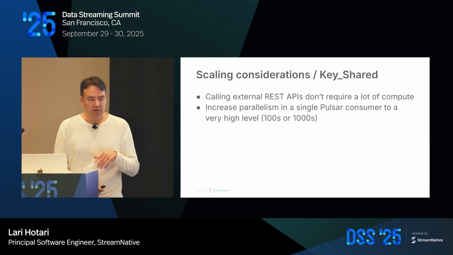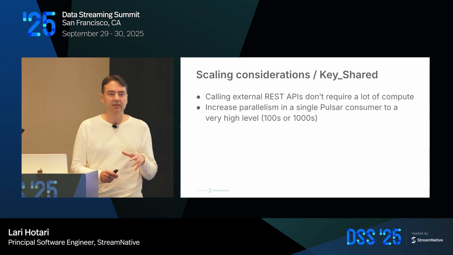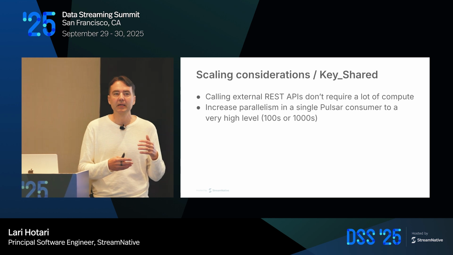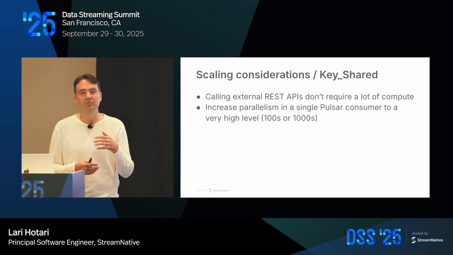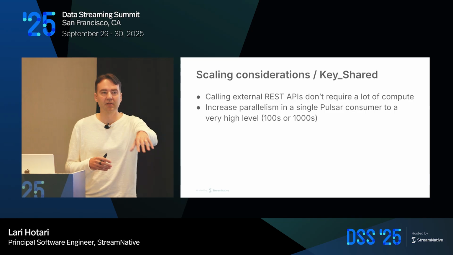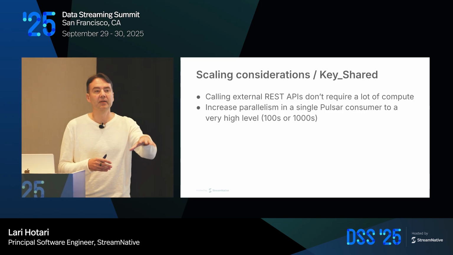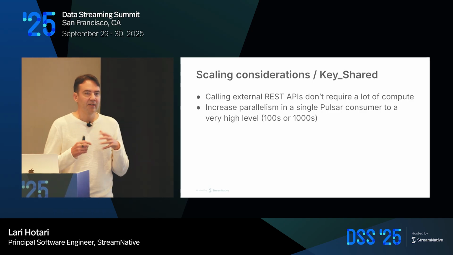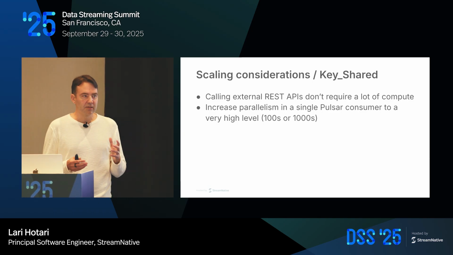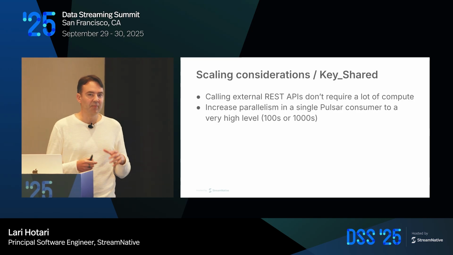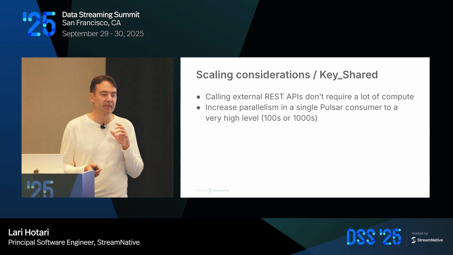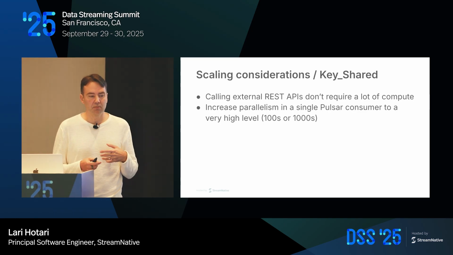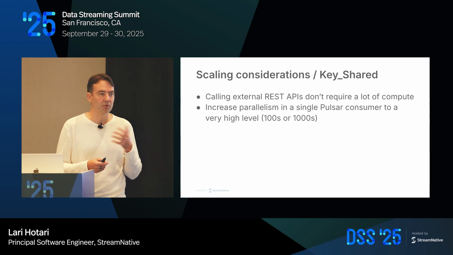Then going into the scaling considerations on key shared: typically many consuming applications are implemented in a way that takes a message off the queue, then calls some REST APIs and sends some results to some other topics. This doesn't really require a lot of CPU power. It's mainly I/O. And in these cases, it would be possible to increase the parallelism of a single Pulsar consumer to a very high level. It could be hundreds or thousands.